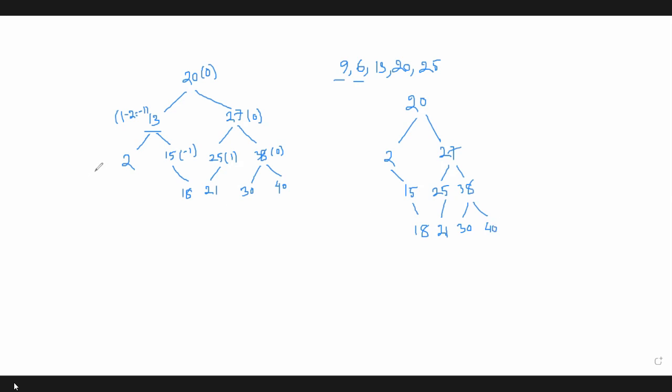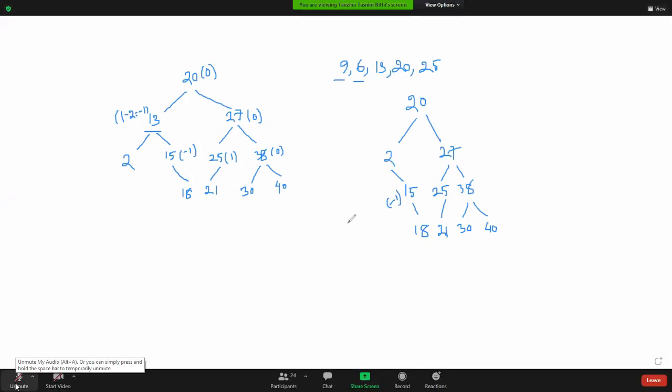Now after deleting 13 from this tree, calculate the balance factor. The balance factor of these nodes in the right subtree will be the same, because we made some changes in the left subtree. Okay, so now the balance factor of 15 is still -1. But what about this one? 2 doesn't have any left child. So it's 0 minus 3 equals -2. So the balance factor of 2 is -2.